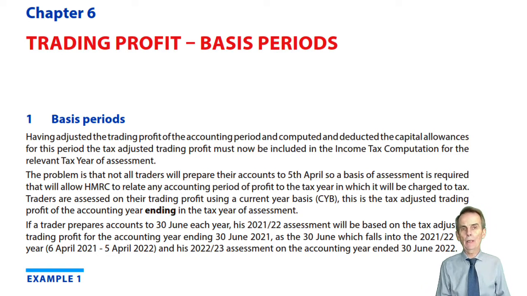We know that we include a tax-adjusted trading profit on the income tax computation, as seen in Chapter 2. But the question is, which figure of profit are we going to use in any given tax year? And that, as ever, means we need bases of assessment.